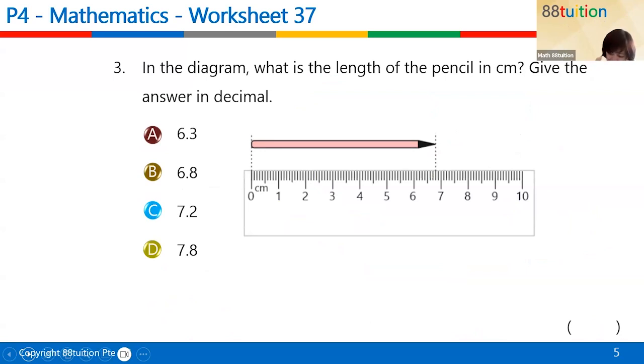In the diagram, what is the length of the pencil in centimeters? Since it starts from 0, that's very good. So that's where you need to see where it stops. From here, it's between 6 and 7, so you have to count. This is 5, 6, 7, 8. So this is 6.8 centimeters.